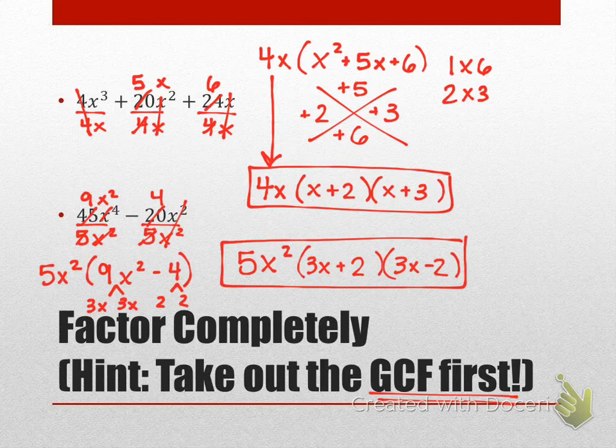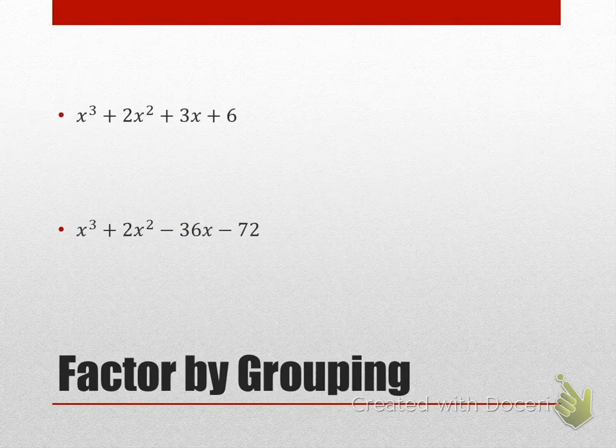Okay, the last example that we're going to do today is called factor by grouping. I want you to write that down. Factor by grouping. Now, if you notice, in factor by grouping problems, we always have 4 terms. Never any more, never any less. That's how I know how to do factor by grouping, because I've got 4 terms.